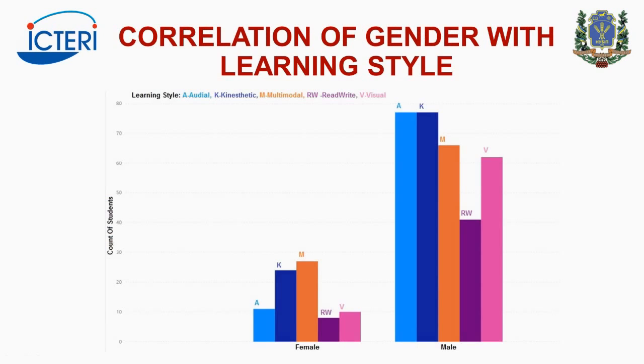OLAP technology may be regarded as a set of services, one of which allows producing reports on the basis of data warehouse data, representing them in the form of tables, graphs, histograms. It simplifies data analysis and allows confirming or refuting certain hypotheses, for example, concerning the correlation of gender with learning style.